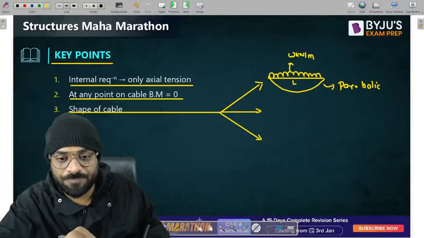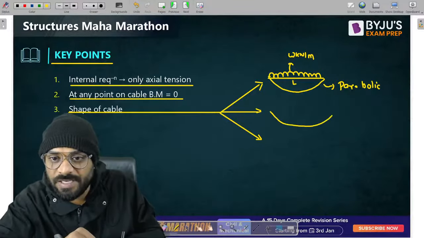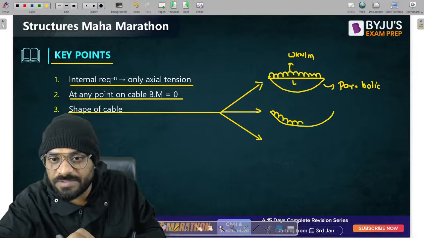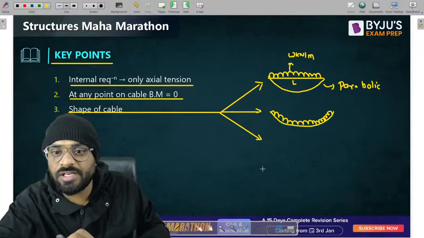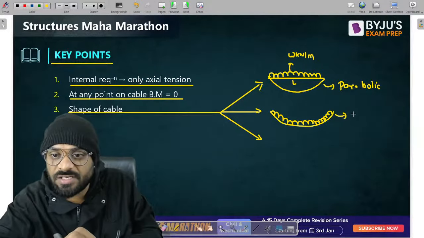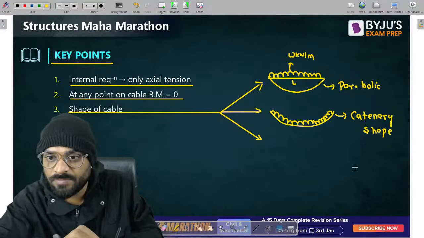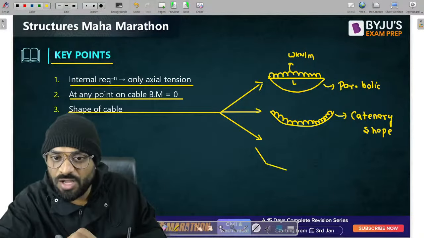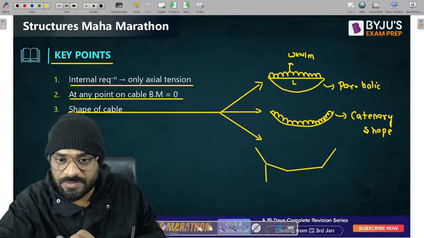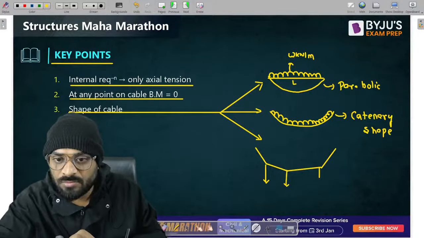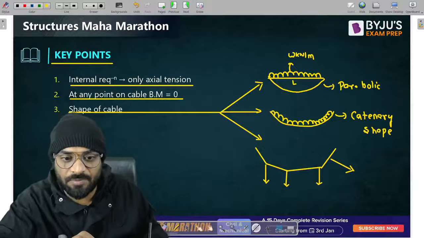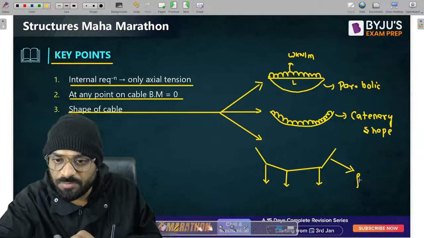But let us suppose the UDL is placed on the length of the cable itself. In such condition, this should be a catenary shape. Catenary shape. Please remember this. Third condition, if you have point load like this, such type of shape is polygonal shape or funicular polygonal.